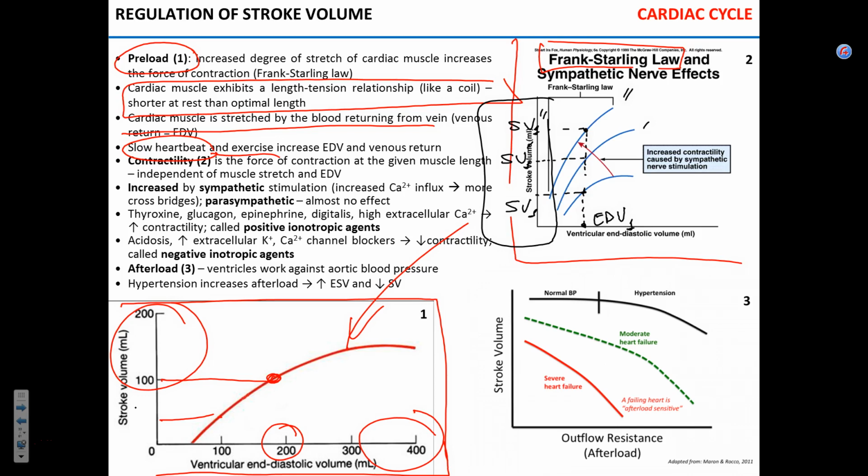This is called the force of contraction, which refers to contractility. The system that regulates contractility is sympathetic. Agents that increase contractility are called positive inotropic.